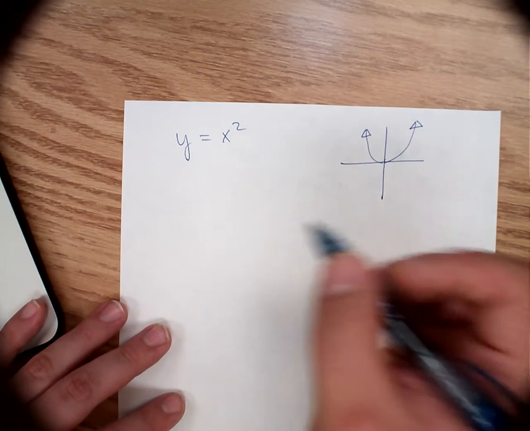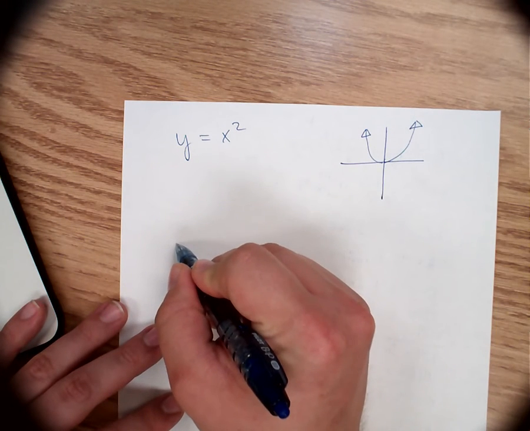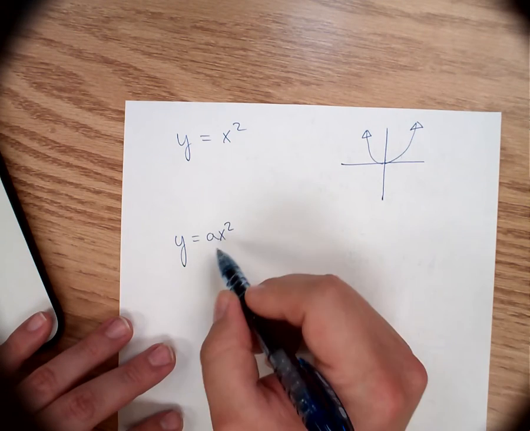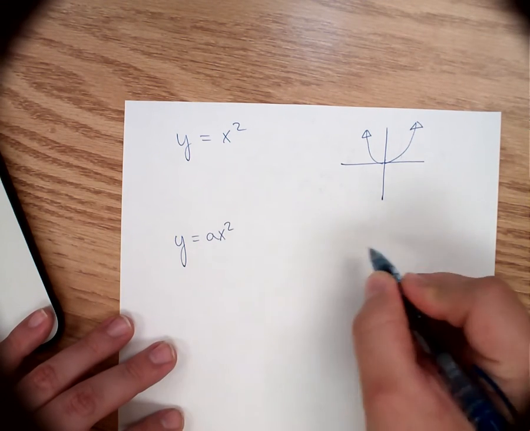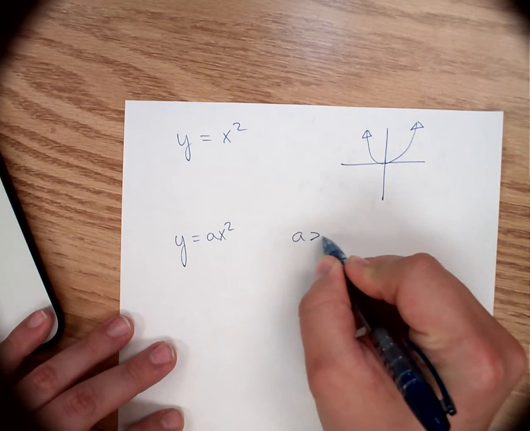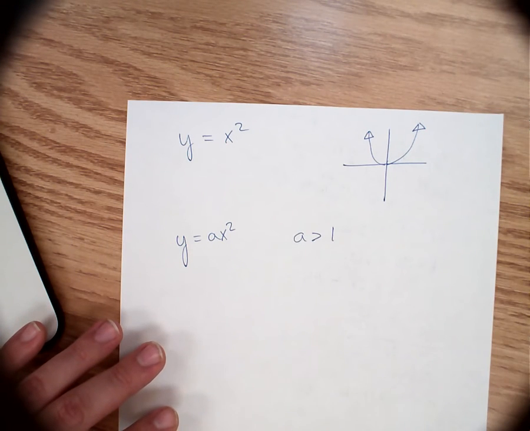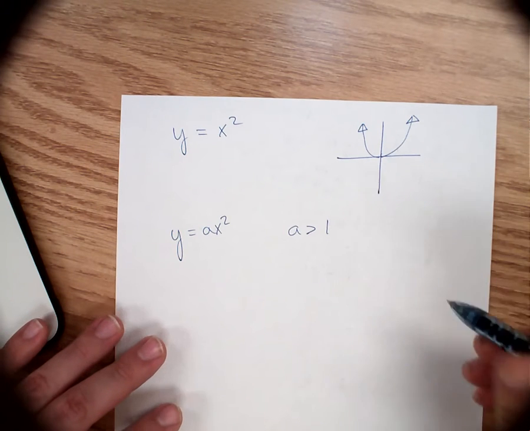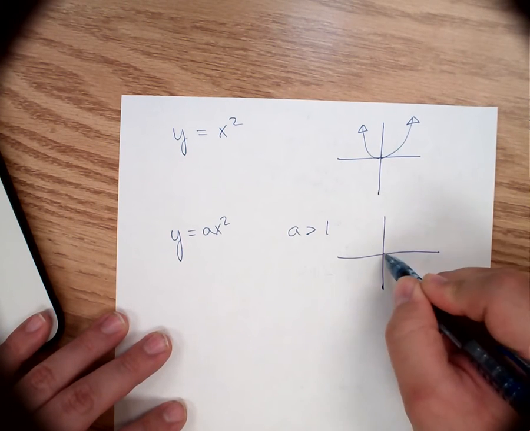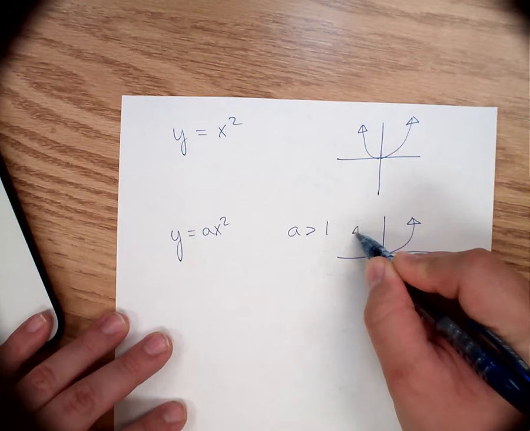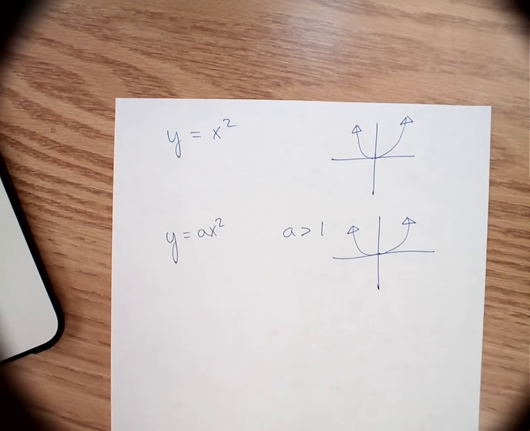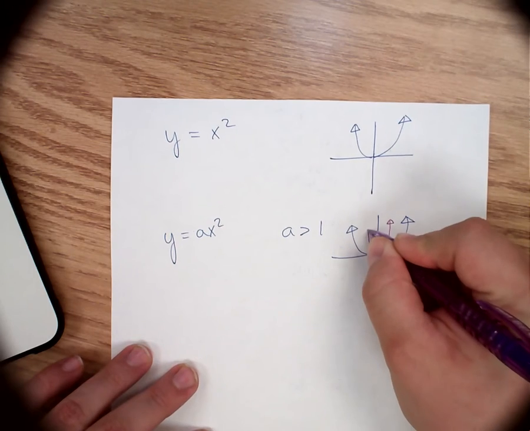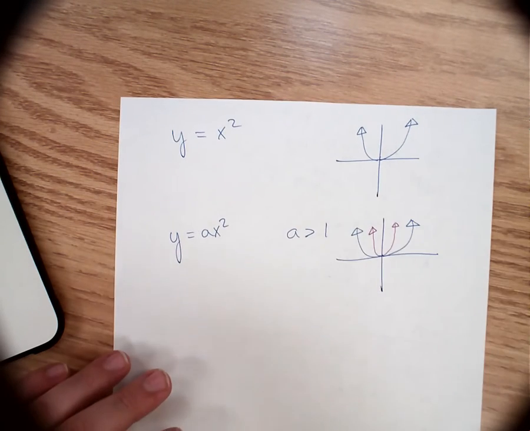Okay, the coefficient. So let's say we had y equals ax squared. If a is greater than 1, so it's a value that's bigger than 1, so it's 2, 3, or even 1.5. From our parent function, we're going to see that graph become skinnier. It's going to be stretched, okay?